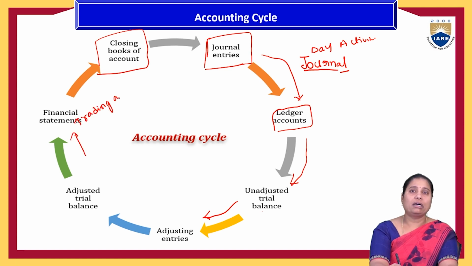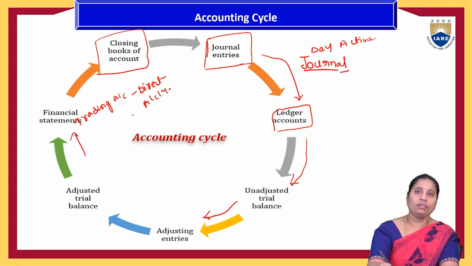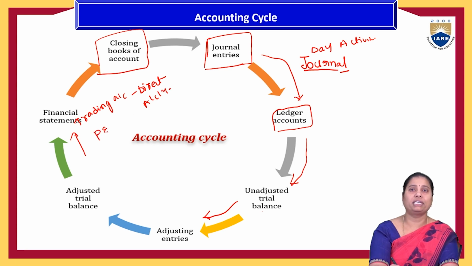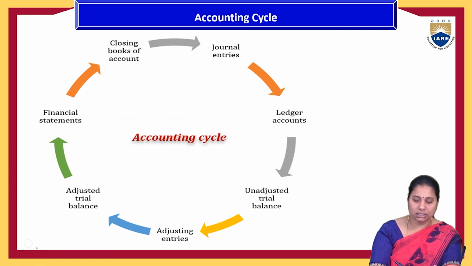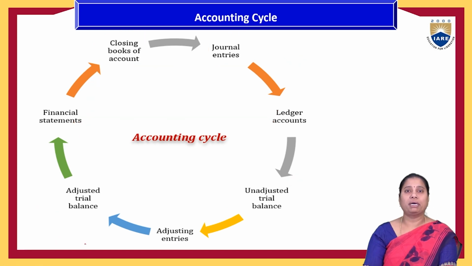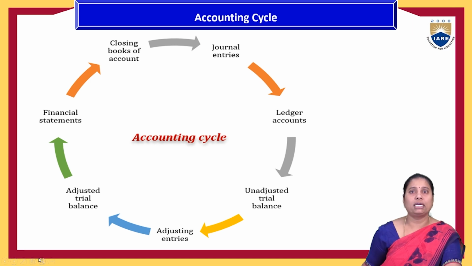And the trading account is the collection of the direct accounts information, and later they will prepare the profit and loss account where the indirect accounting information will be taken care of, and finally they will prepare the balance sheet of the accountancy. So these are all the 6 steps of the accountancy, that is journal, ledger, trial balance, trading account, profit and loss account and balance sheet.